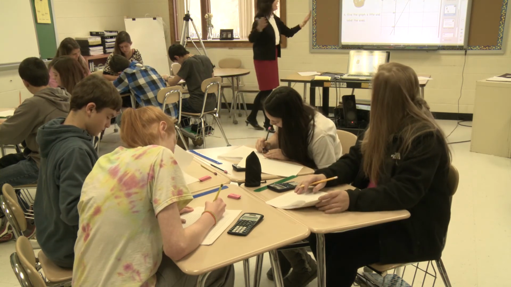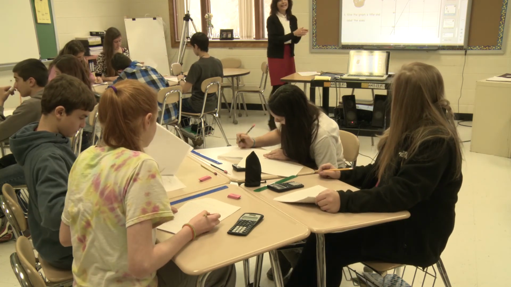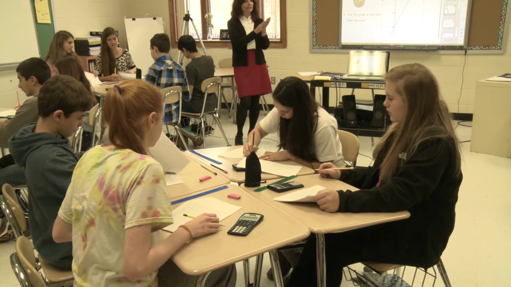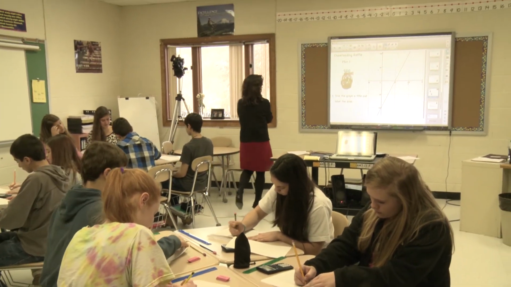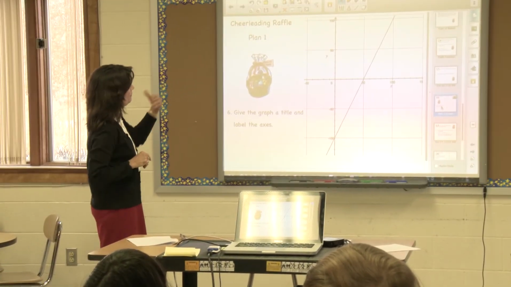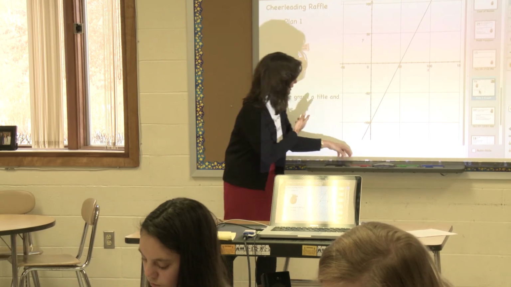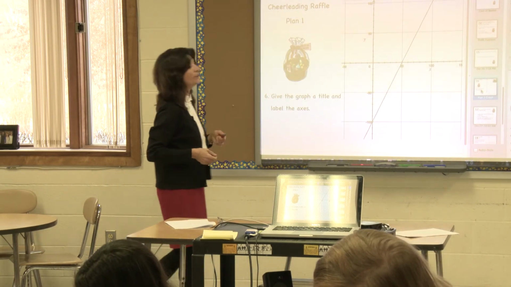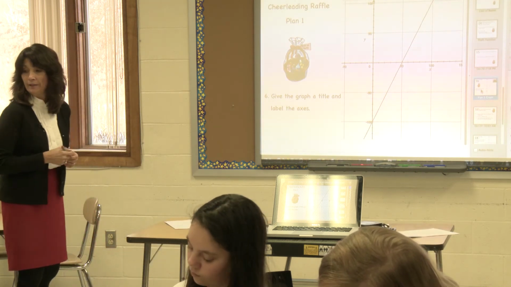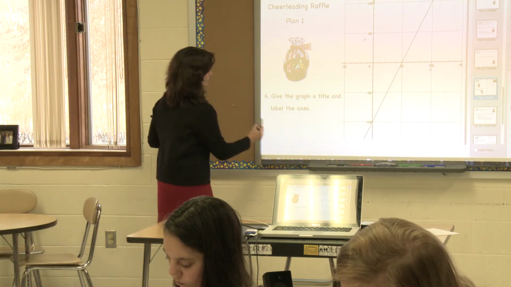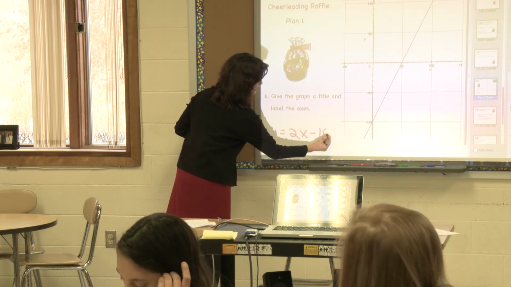Okay, I'm going to bring it back as a group and we're going to help these cheerleaders out again with this gift basket raffle. Okay, so the question was, we had to put labels on this. Can someone tell me what the equation in slope-intercept form would be for plan 1? Okay, Paolo? Y equals 2x minus 100.